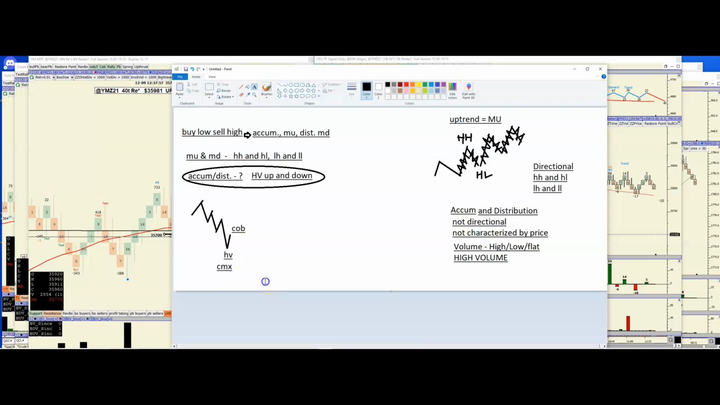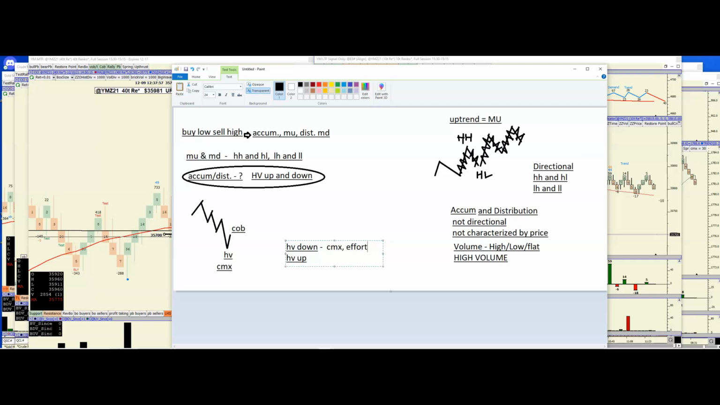All right, so we covered two, climax and CO, high volume down and high volume up. High volume down, this is for accumulation, okay? So high volume down is climax. What else? It can also be effort, all right? If high volume up is going to be your change of behavior, it will also be your volume off the bottom.